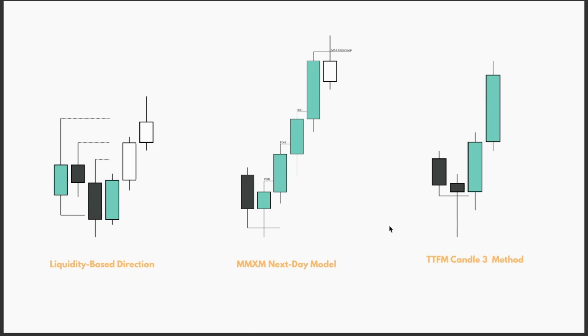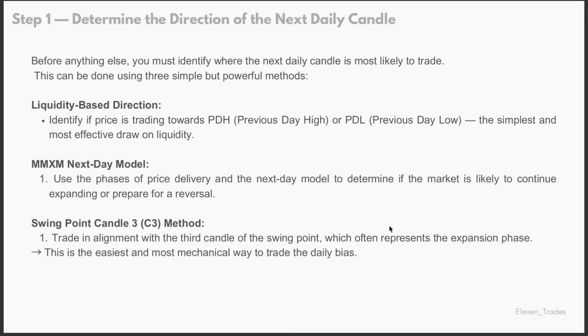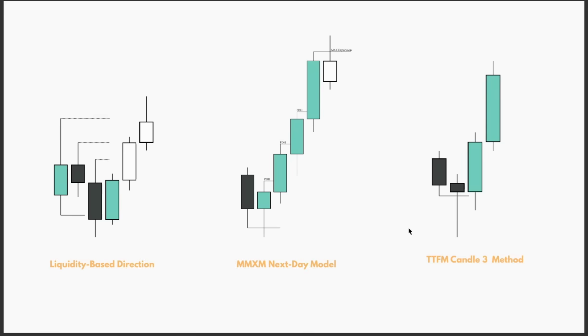Now the third step is the T-Traders fractal model, which is trading the candle 3 off the swing point. In my opinion, this is the easiest way to find the daily bias, which avoids and removes the second guessing, and you have to wait for that second candle at the swing point to print and then trade the third expansion candle and the fourth expansion candle using the 50% of the previous candle's ranges.